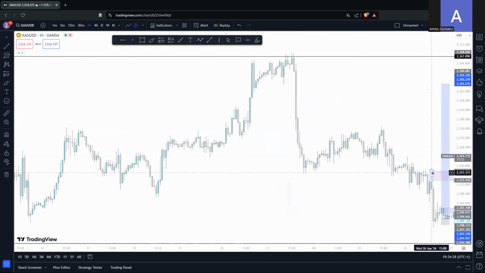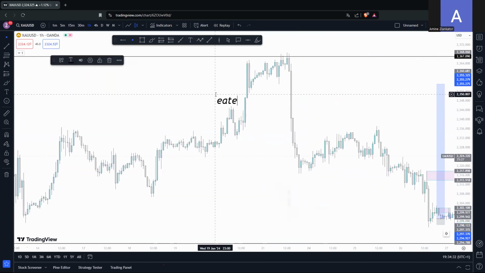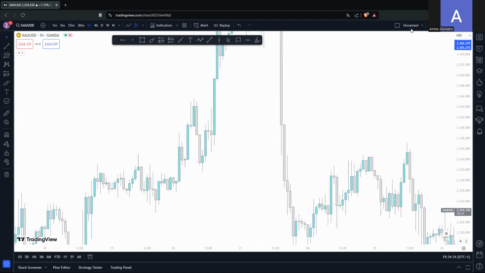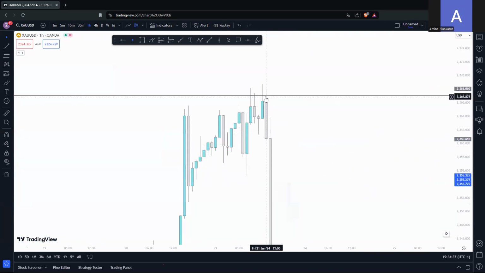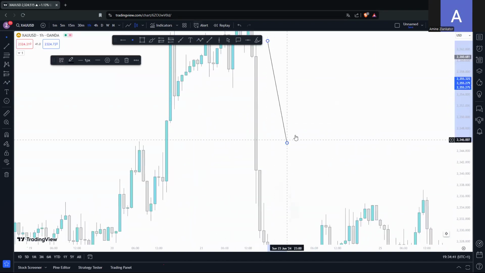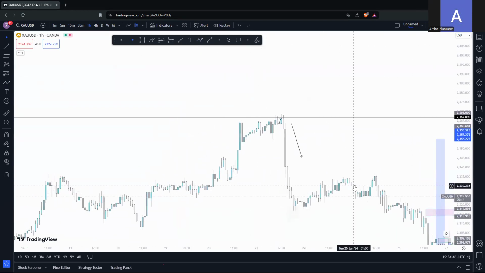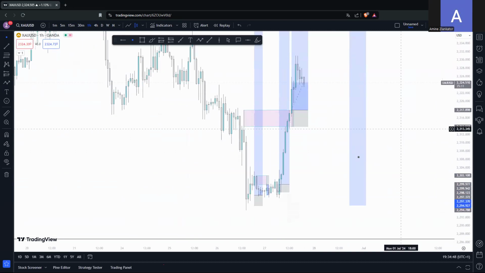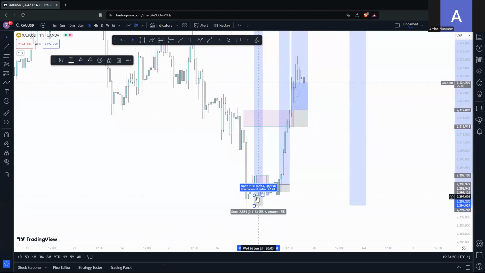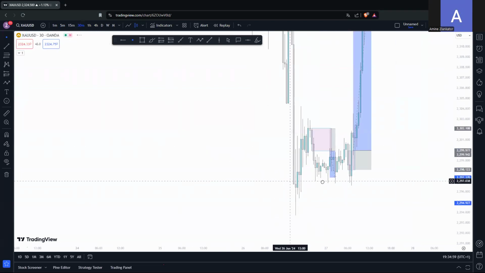The eaten candle, not eating, eaten. Okay, guys, the eaten candle is basically the opposite color of a certain move. So if a move is bearish, the eaten candle is the last bullish. Okay, that's simply it. So this buy, you will not find the setup because we didn't talk about the failed ISL setups. This sell right here, the very small sell, it was from the M30.